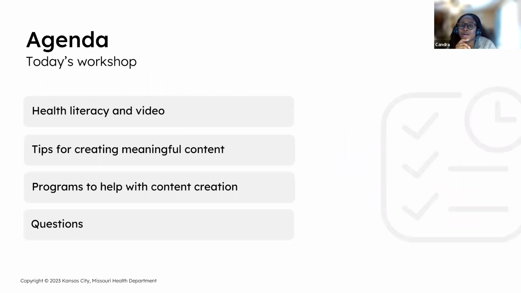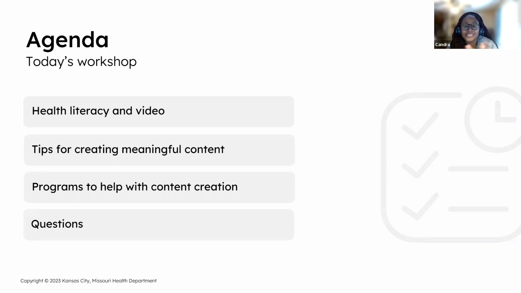I'll start with a little bit of an intro about health literacy and video, how we see the connection, how we see that it works. And then we'll talk about some tips for creating meaningful content. The first part of this training will probably go a little bit quicker than the second part. We have over 15 tips for you guys. We've really wanted to make this actionable, like, here are things that you can do in your work, whatever that looks like. So there will be a lot of tips. That'll be the biggest section that we have.